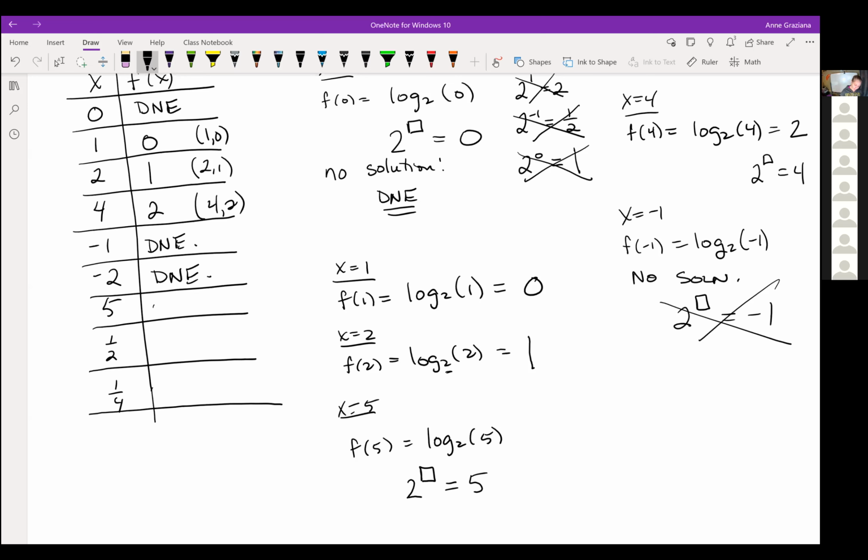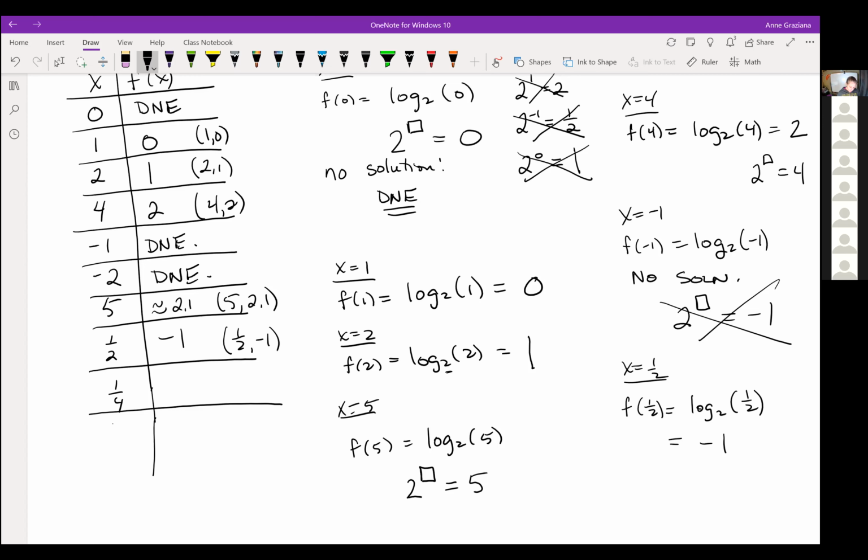What would you guys estimate this to be? 2.1. Yeah, 2.1. Thank you, Christian. So this is 5 and about 2.1. Okay. All right, now if x is a half, f of 1/2 is log base 2 of 1/2. 2 to what power will give me a half? -1. So this is the point 1/2, -1.